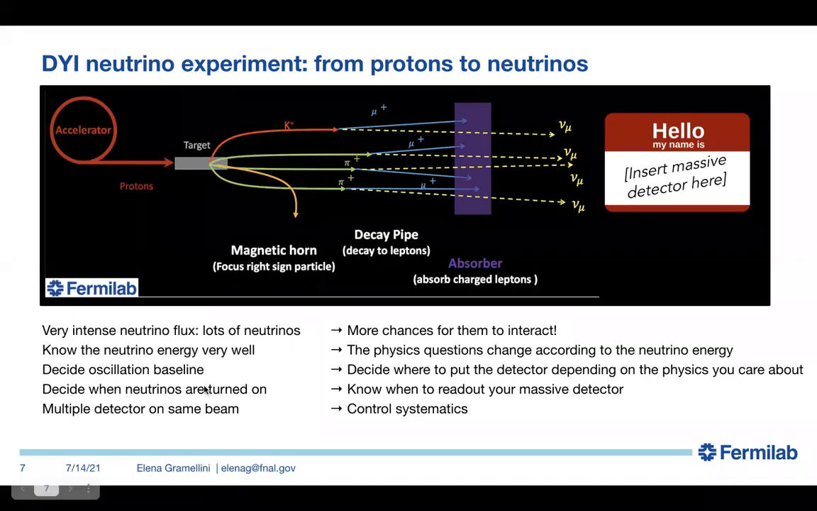So in your neutrino experiment, you would want to know the neutrino energy very well, because your physics question depends on the energy of the neutrinos that you're producing. If you start with 8 GeV protons, you're looking at 0.8 or 1 GeV peak neutrinos. You need to decide the oscillation baseline. The oscillation we're going to see depends on the distance between production and when you detect them. That parameter, combined with the energy, is what drives your oscillation search.